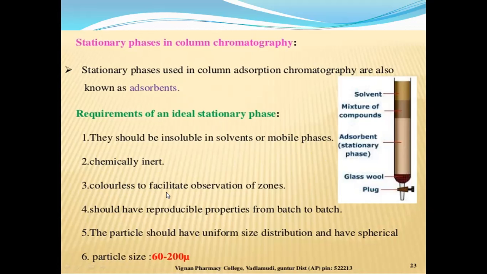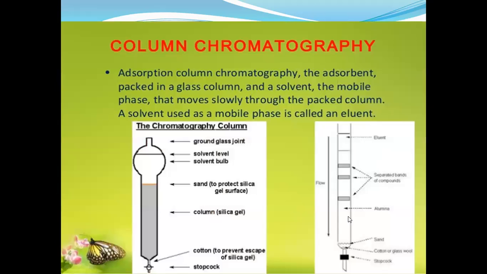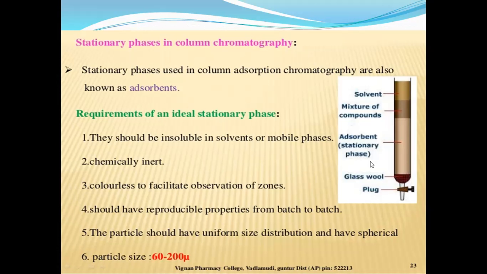Our stationary phase should be colorless. Why? Because if it is colored, then it is not possible to visualize the bands. The name chromatography itself indicates this: chromo means color, graphy means writing. So depending on the component, this is one color, this is another color, like that.